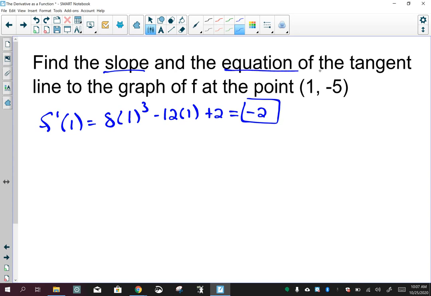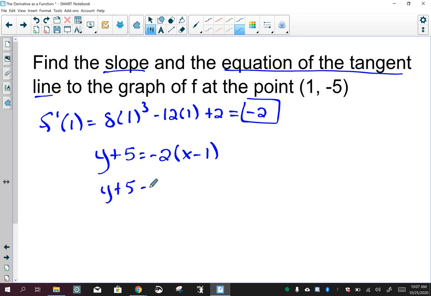Now we're going to find the equation of the tangent line. So y plus 5 is equal to -2 times x minus 1. Now, did it tell me to put this in y equals form? No, it did not. So technically you would stop here. But if you are one of those people who absolutely needs to have it in y equals mx plus b form, go right ahead. Just be careful. Make sure you are not making any mistakes, and that you are following through with your signs and everything else.